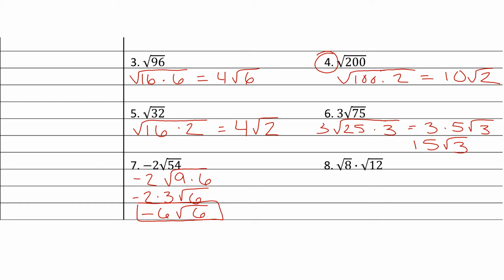All right, so there are 2 ways that we can solve this next one. We can multiply the 8 and the 12 and get the square root of 96, and then break apart 96 into 16 times 6. And then the square root of 16 is 4, so we get 4 square root 6. So that's one way of doing this.